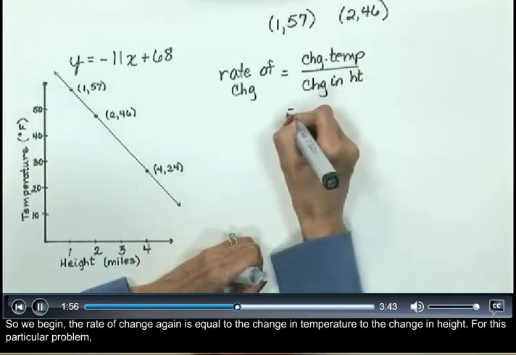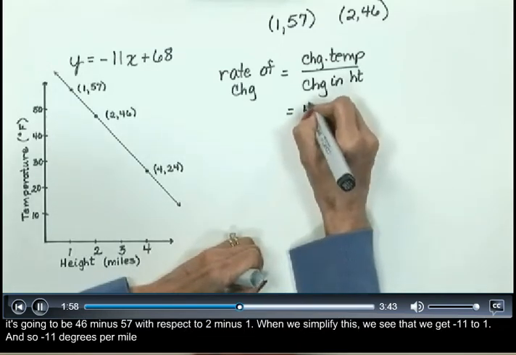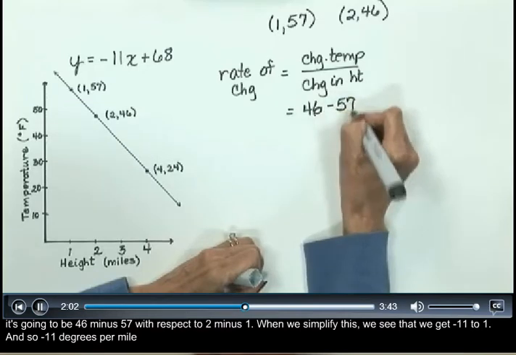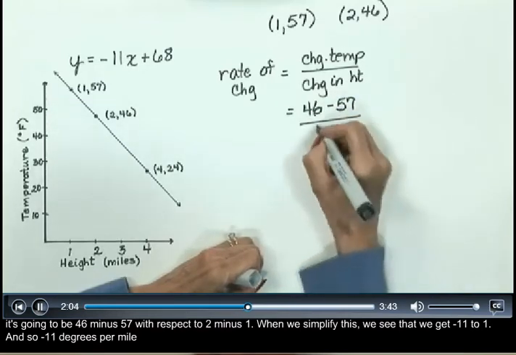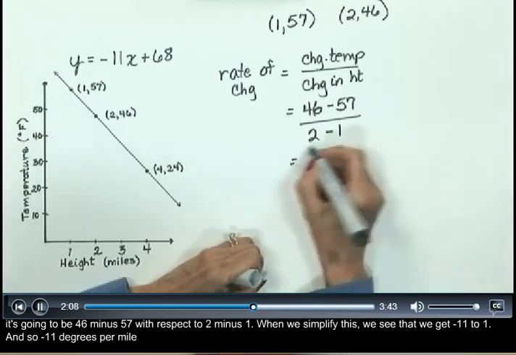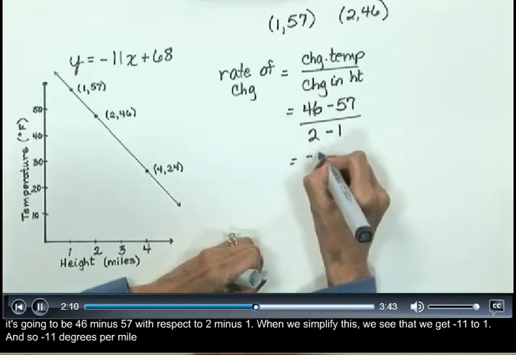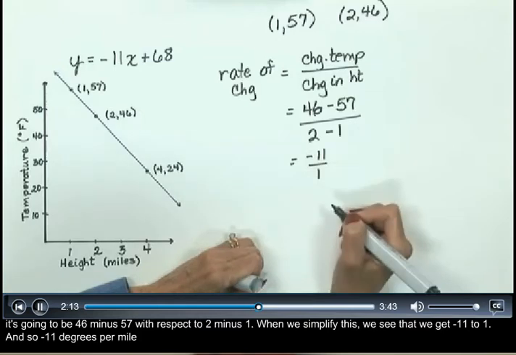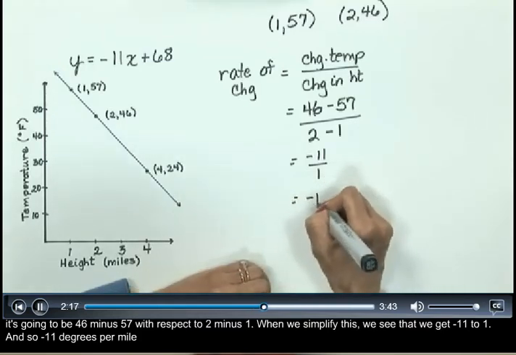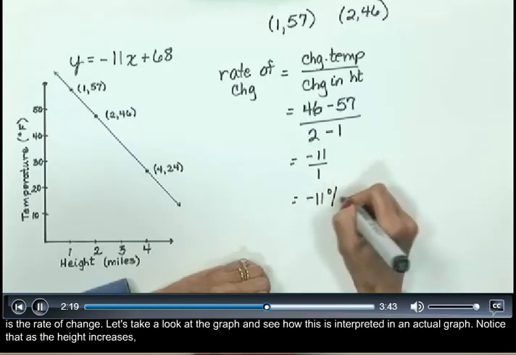For this particular problem, it's going to be 46 minus 57 with respect to 2 minus 1. When we simplify this, we see that we get negative 11 to 1. And so, negative 11 degrees per mile is the rate of change.